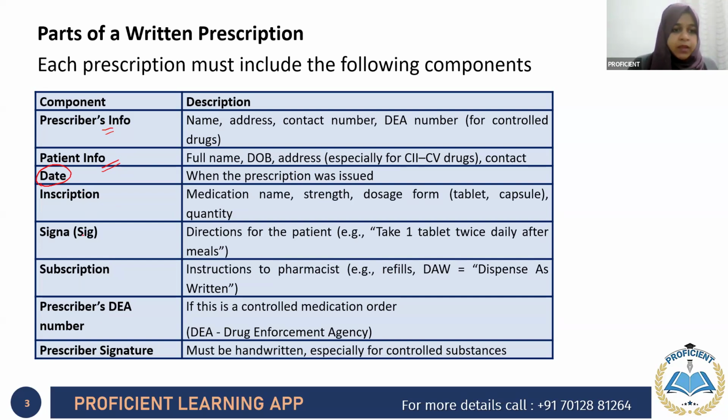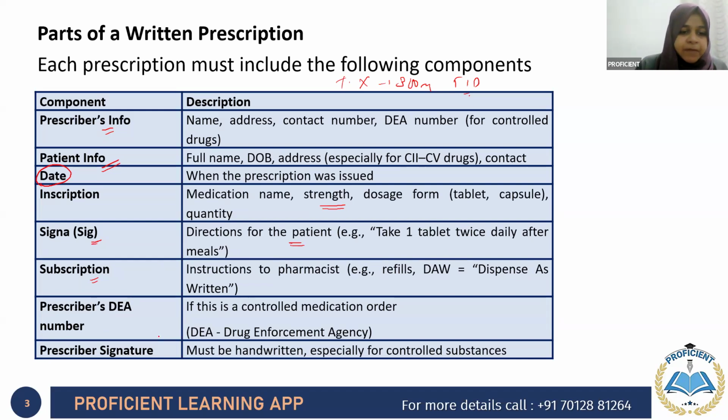Apart from that, you will have the inscription, the medication name: which drug needs to be given, in what dose, and what is the dosage form, like tablet X needs to be given for 300 mg. Then the signa, the direction for the patient on how much to take, like one tablet twice a day, one tablet BID. Okay, that is called signa. Then you have the subscription, which is the instruction given to the pharmacist on how to give it.